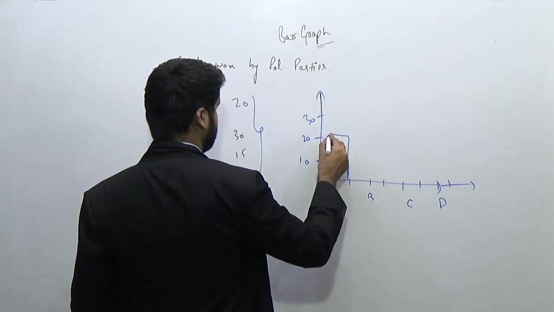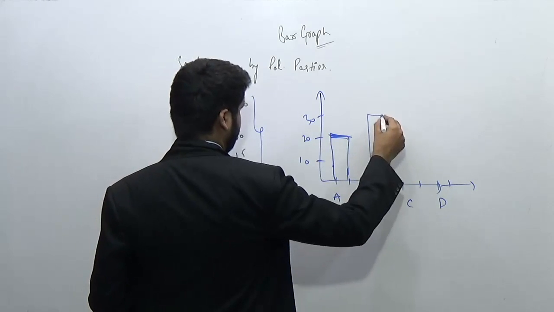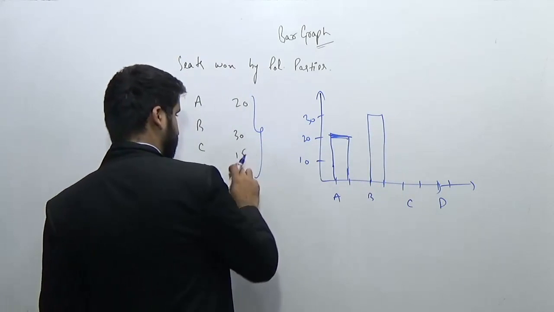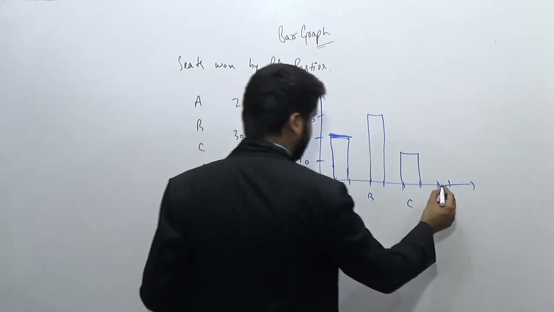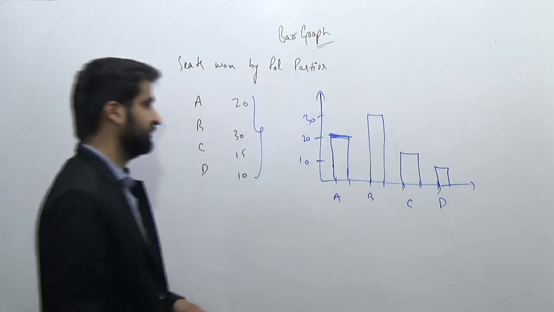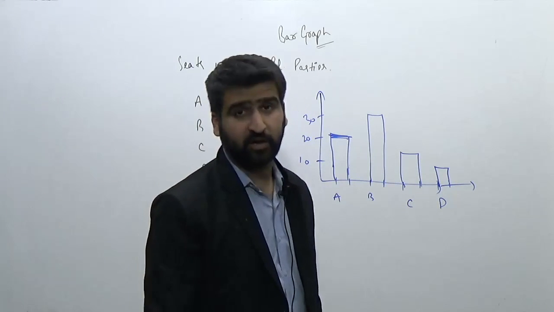And the second party has won how many seats? 30 seats. So this rectangle will be raised to 30. Third party has 15 seats, so this, and the fourth party has 10 seats, so this. So this is how we plot a bar graph. This is how the formation of a bar graph is done.